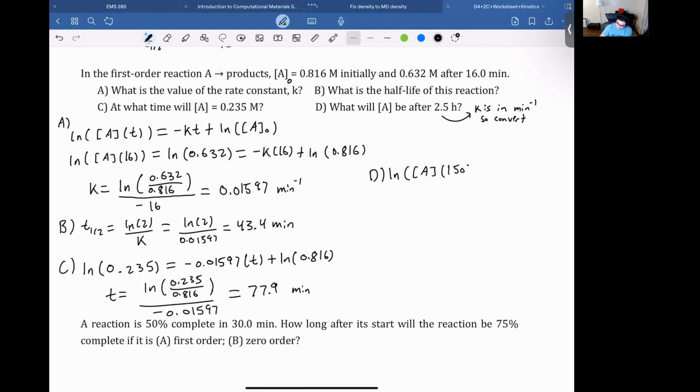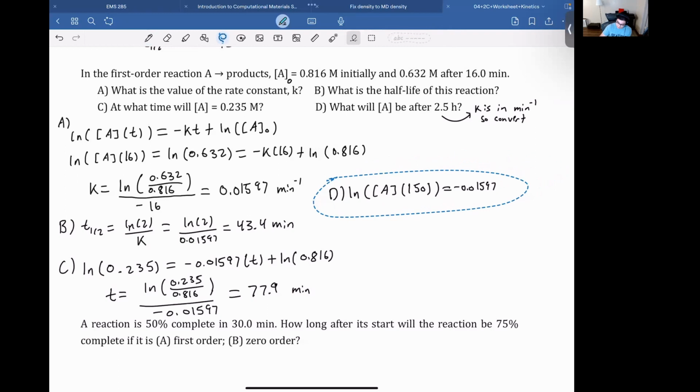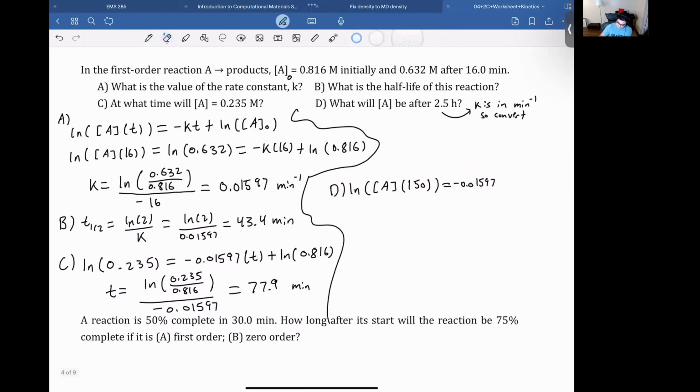So this is concentration of A as a function of time, right? When you plug in 150 for t, this is equal to negative k, which is 0.01597. And I am out of space. I'm gonna move that down. Do this. 0.01597 times 150 plus ln of 0.816.